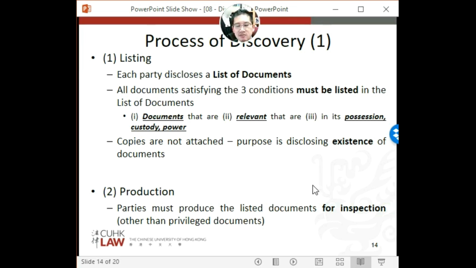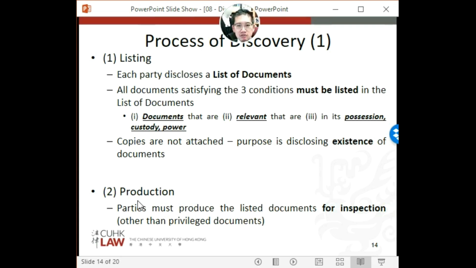Process of discovery. So what actually happens in discovery? There are two basic steps. The first step is listing documents. So both parties would prepare something called a list of documents. It should contain all documents that satisfy the three requirements that we discussed. But there's nothing attached to it, so it is just a list of documents. The purpose is to disclose the existence of documents, but not show the other side what the actual documents are.